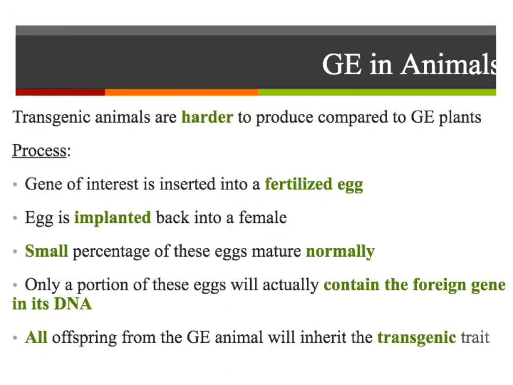All right, moving on to genetic engineering in animals. Transgenic animals are harder to produce and achieve than plants or bacteria. There's much more to the development, especially mammals. But basically the process, again, you take your gene of interest, you insert it into a fertilized egg. The egg is implanted back into the female. A small percentage of these eggs mature normally, and only a portion of these eggs will actually contain the foreign gene in its DNA. But then all the offspring from the genetically engineered animal will inherit the transgenic trait.